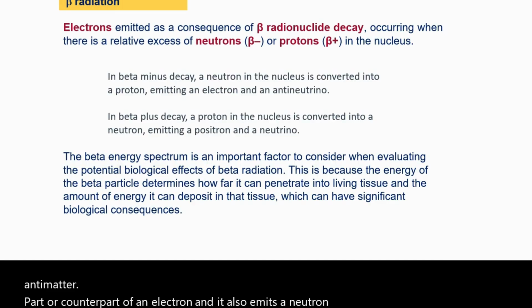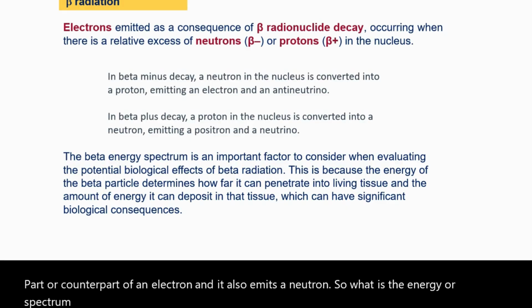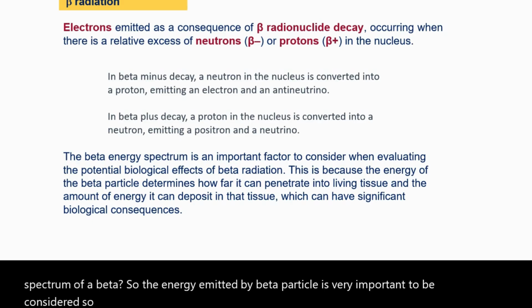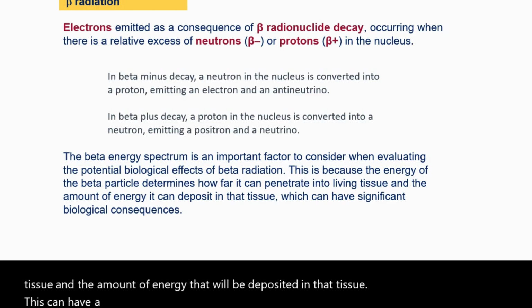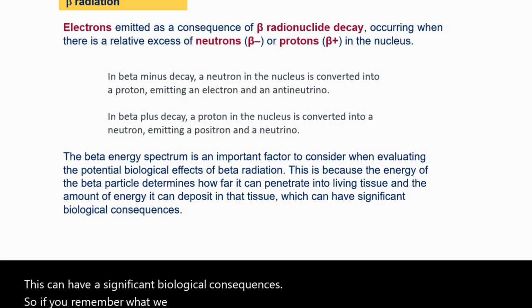So what is the energy or spectrum of a beta? The energy emitted by a beta particle is very important to be considered. The beta spectrum determines how the beta particles can penetrate living tissue and the amount of energy that will be deposited in that tissue. This can have significant biological consequences. So if you remember what we did in radiation physics, you would have already seen the beta track where it goes everywhere and so on.